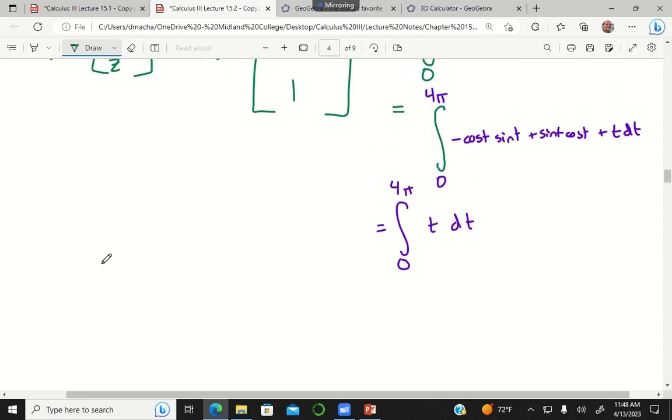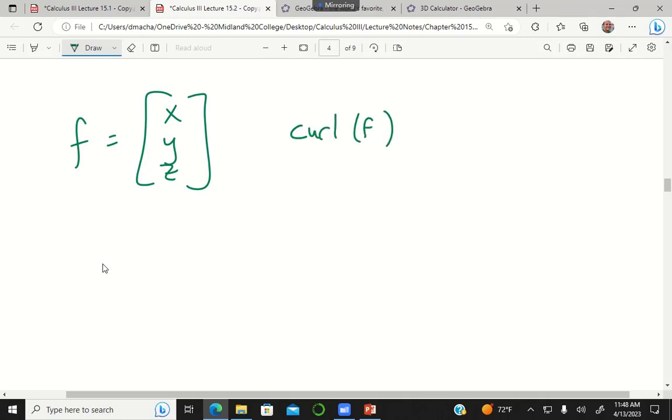There's only one way to test. We could do the curl, right? So if my field is x, y, z, all I have to do to figure out if it's conservative or not is take the curl. And the curl tells me to do the cross product between the nabla operator and my field, which is x, y, z.